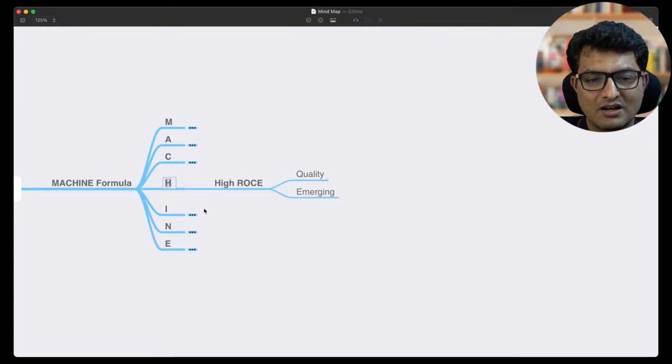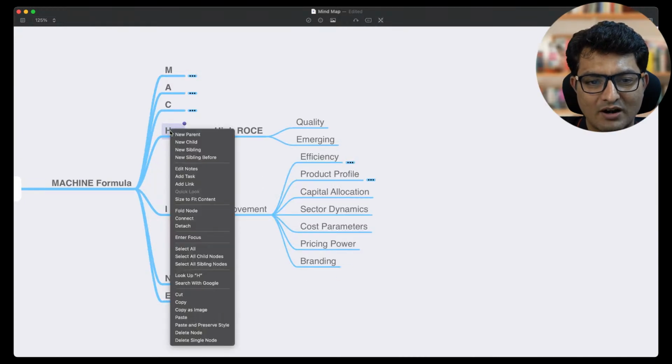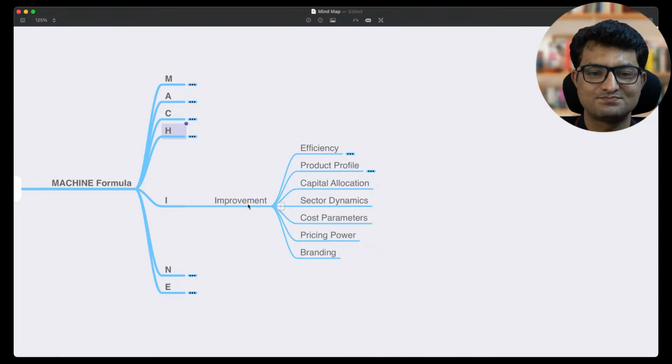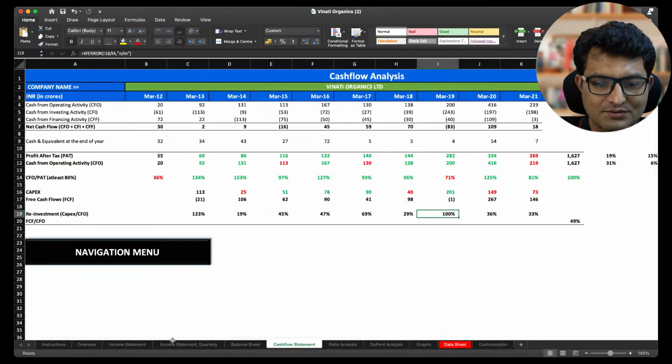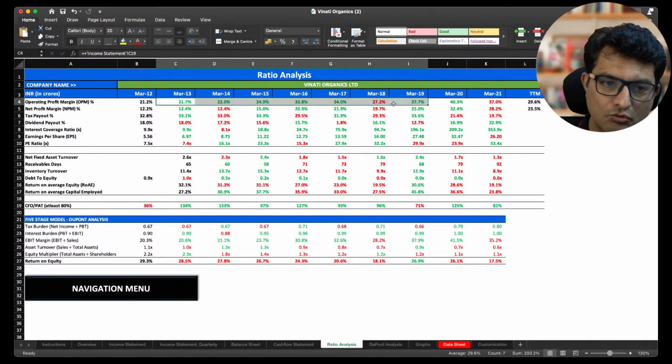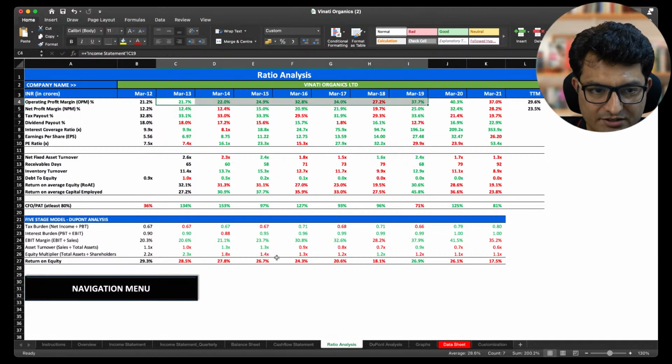Then let's come to the I part of the machine. What does I stand for? I stands for improvement, improvement in efficiency. How will you be able to find out improvement in efficiency? You will be able to find out over here, in the ratio analysis. When you come to ratio analysis, you will see that there is improvement in the operating profit margin. That is where you are getting more and more efficient.